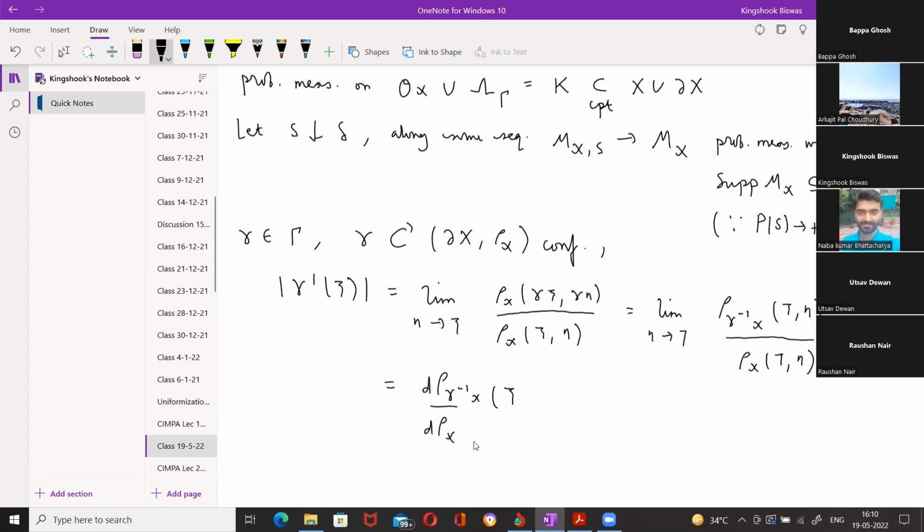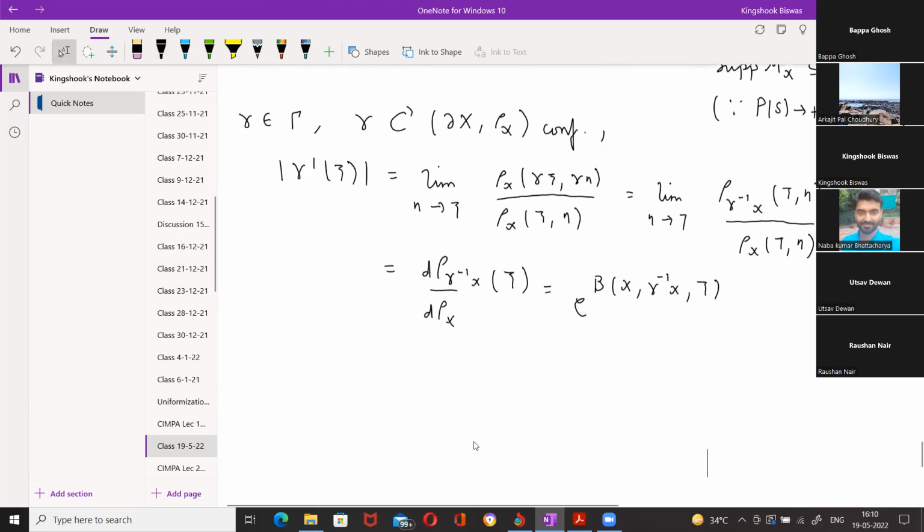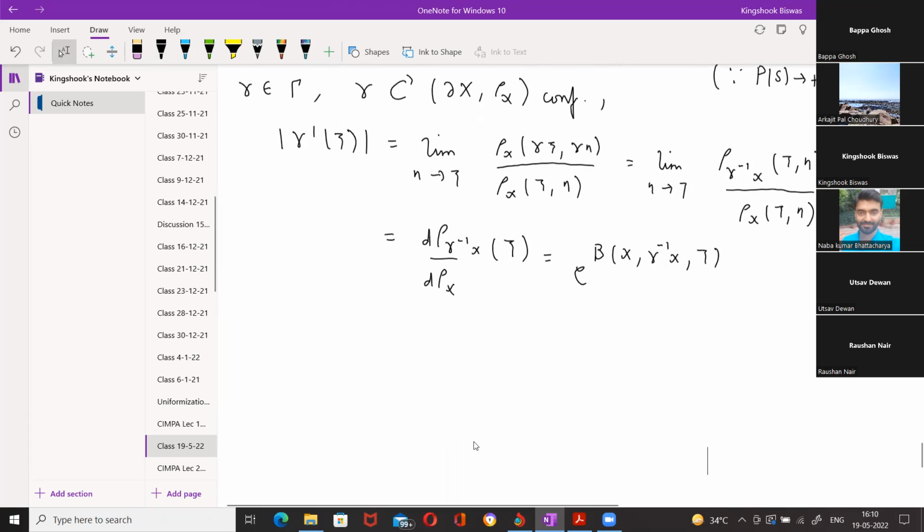Of xi, which, we know what this is, e to the b_x(gamma inverse x, xi), right? So this is the derivative of gamma, this function of xi. Is this clear? Yes, okay.